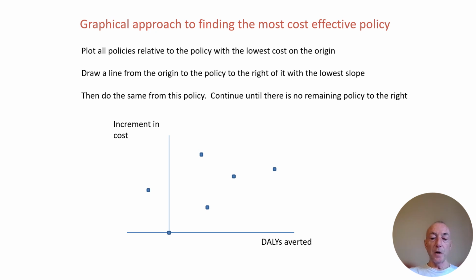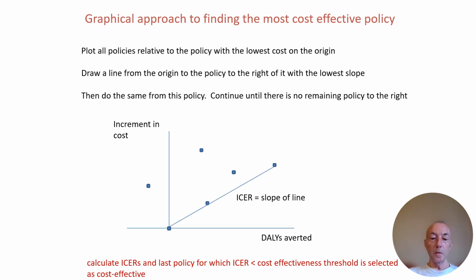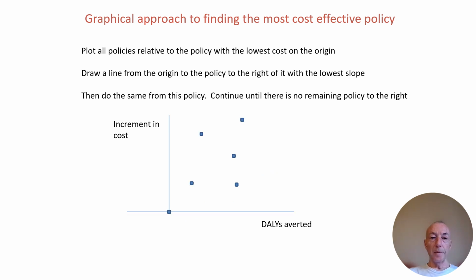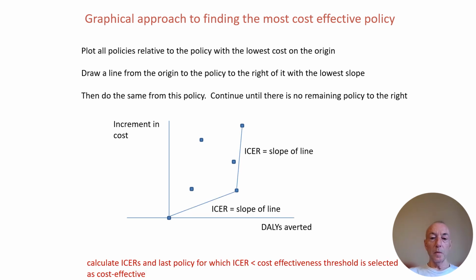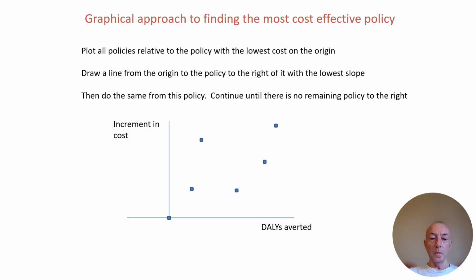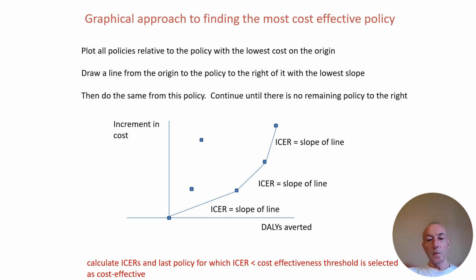Here then is another example. And another. And another. And you can see at the bottom of the slide that what we do is we calculate ISAs, and then the last policy for which the ISA is less than our cost effectiveness threshold is selected as the cost effective policy.